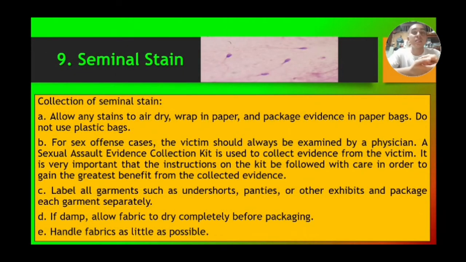Lastly, seminal stains can usually be found in cloth, blankets, or in a rape scene. So this is the way on how to collect seminal stain. First of all, allow any stain to air dry, wrap in paper, and package evidence in paper bags. Do not use plastic bags.